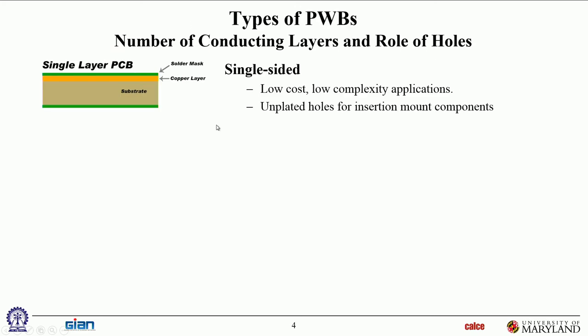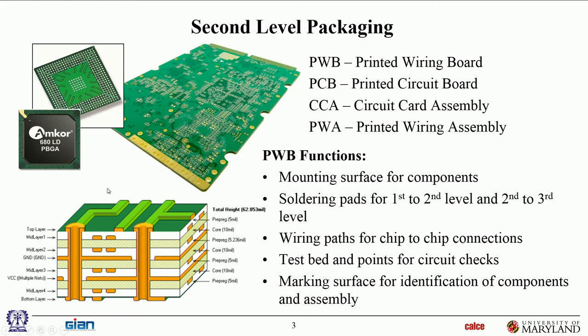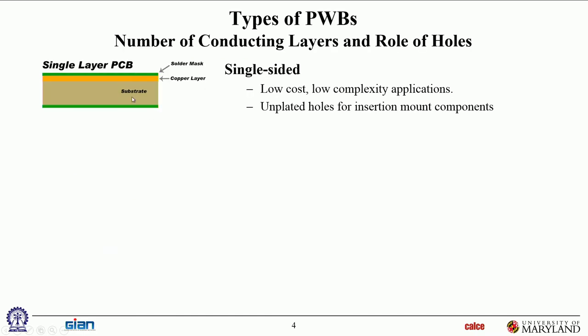So let's get started here. The simplest, cheapest boards, and a lot of your automotive electronics are in this category, are single-sided, single-layered boards. Components go only on one side. There are a lot of through-hole components on these also, but the through-holes are not plated. If you see over here, the through-holes are all plated. But in these very cheap single-sided boards, through-holes are not plated.